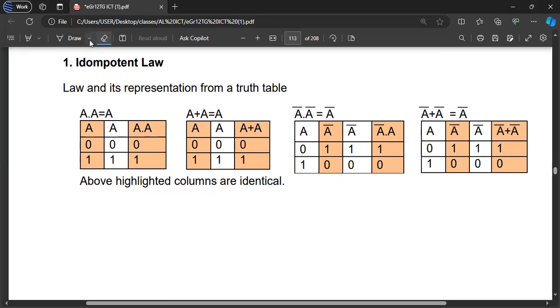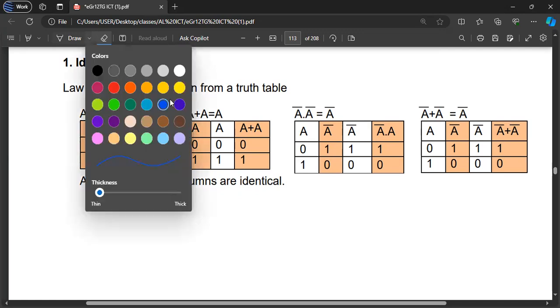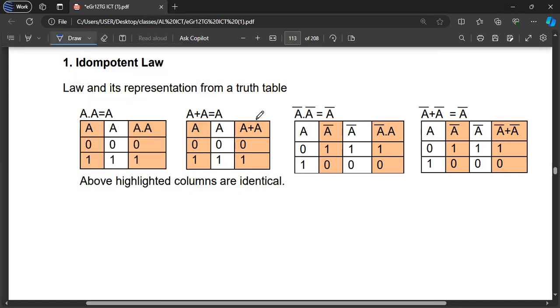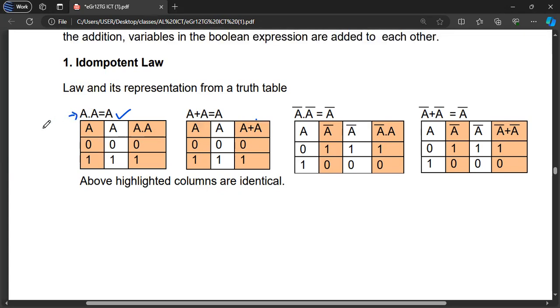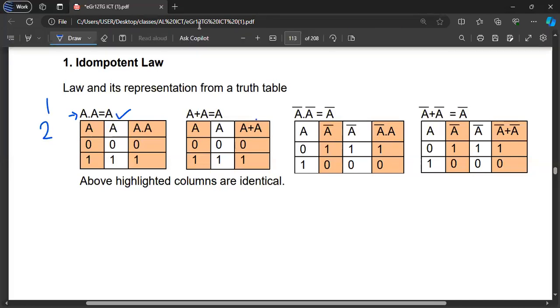Basically here they have mentioned A dot A is equal to A. Now here A is one input, right? If there is one input, 2 to the power 1 is going to be 2, where there are going to be two combinations. One is going to be 0 and the other one is going to be 1, right?